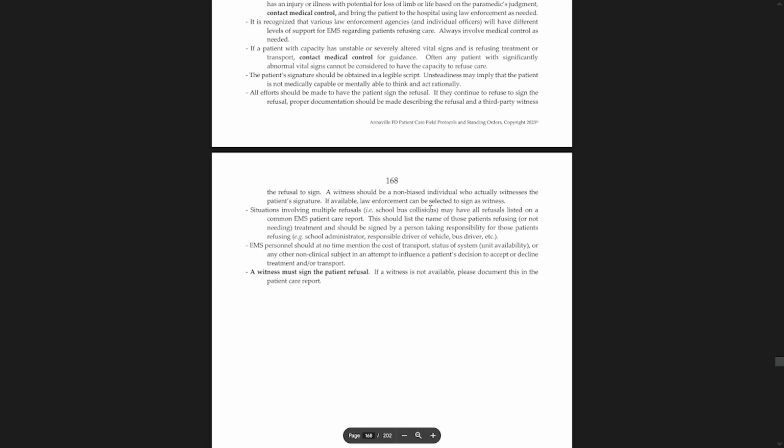EMS personnel should at no time mention the cost of transport, status of the system, the unit availability, or any other non-clinical subjects in an attempt to influence a patient's decision to accept or decline a treatment and or transport. A witness must sign the patient refusal. If a witness is not available, please document this in your patient care report.